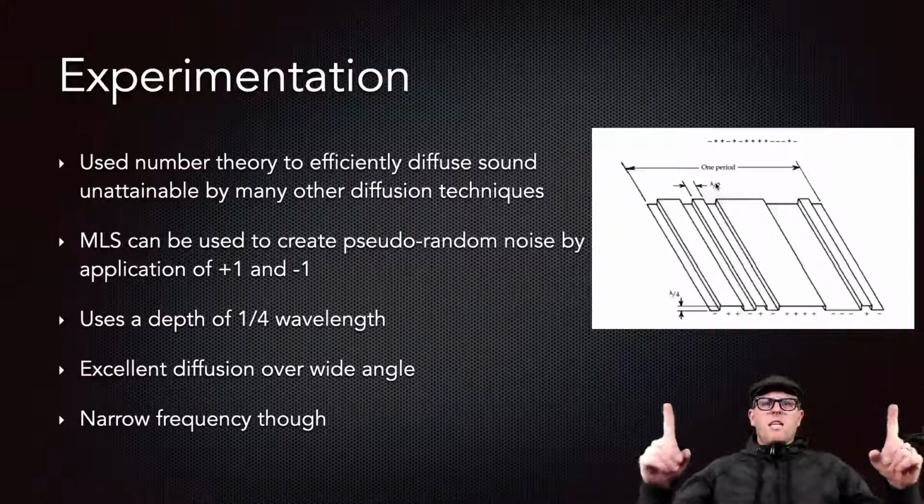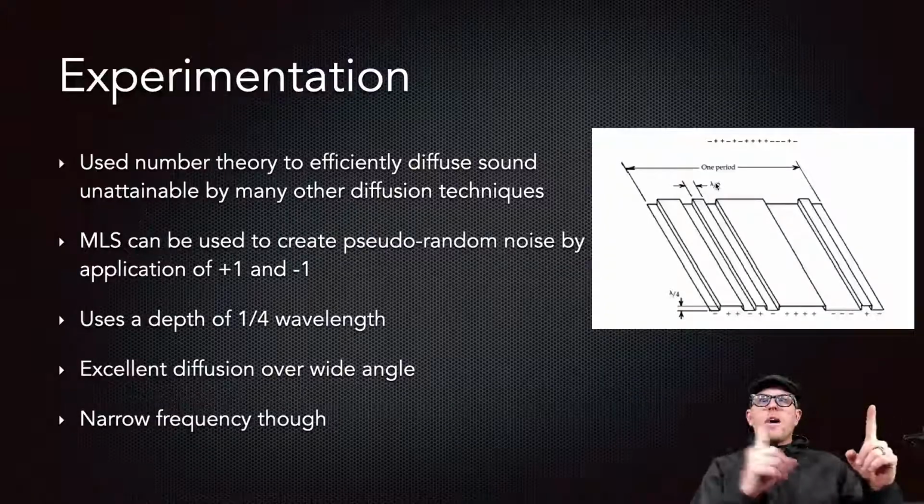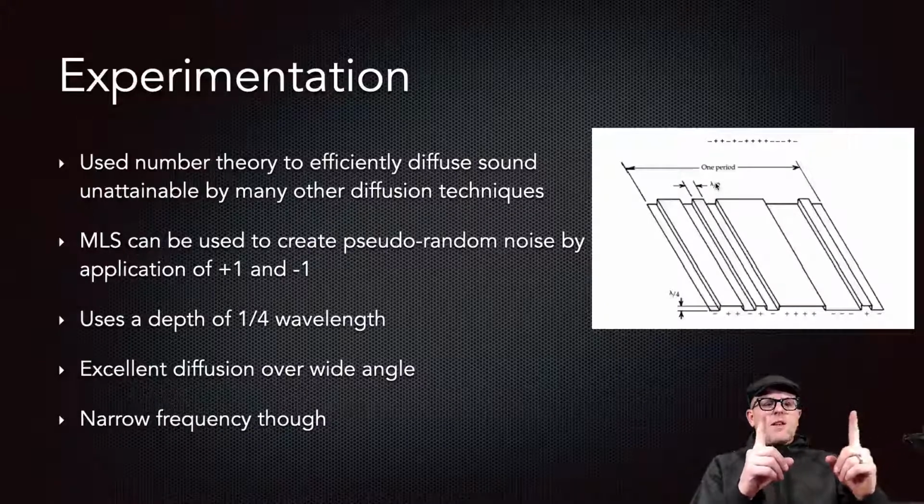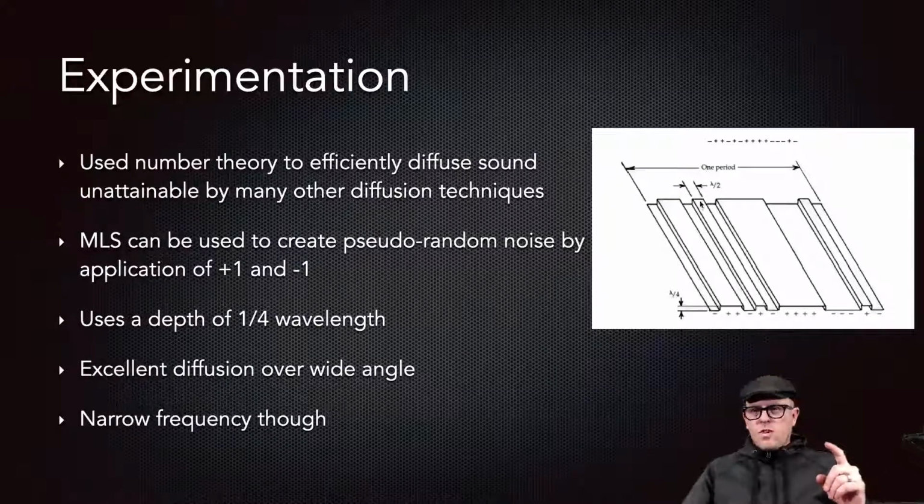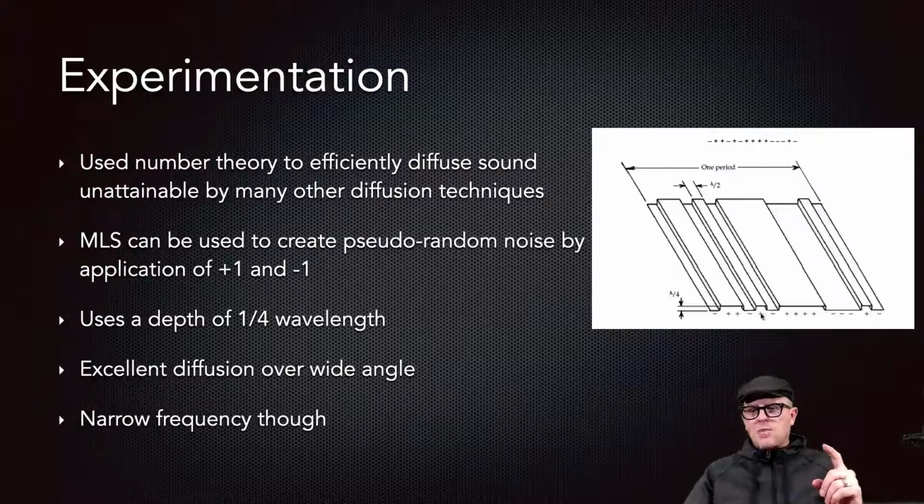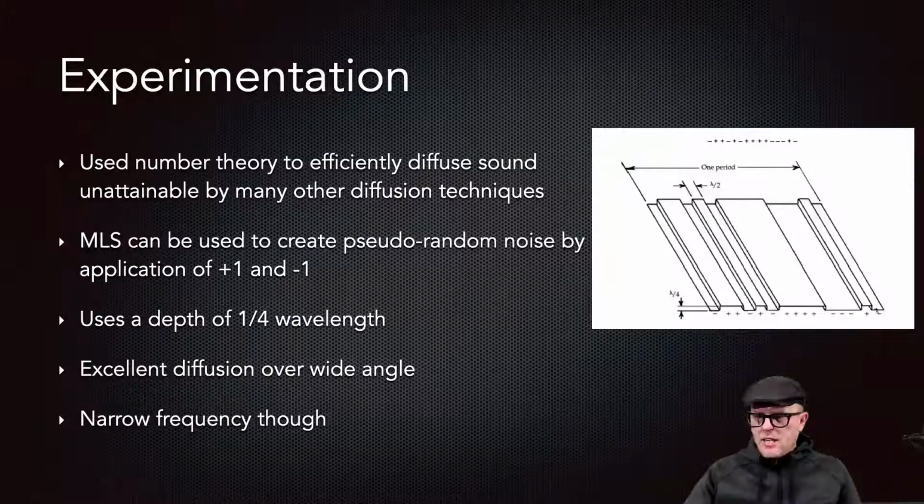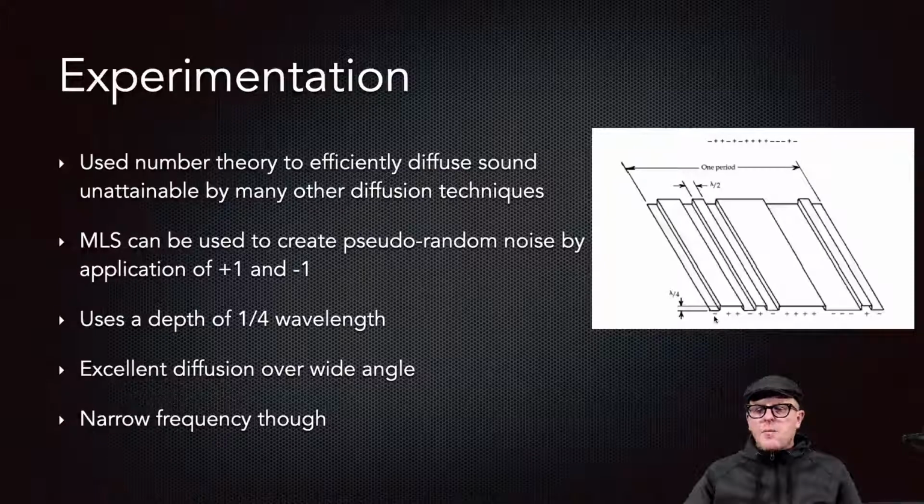So this is like 1 kilohertz right here. So a half of a wavelength would be right there. So that's going to be one half of a wavelength for one of these well widths right here. So it goes plus, minus, plus, plus, minus, plus. Every time you see one of these, and this is the MLS sequence right down here, it's pseudo-random noise, but it's a specific way that it's done.